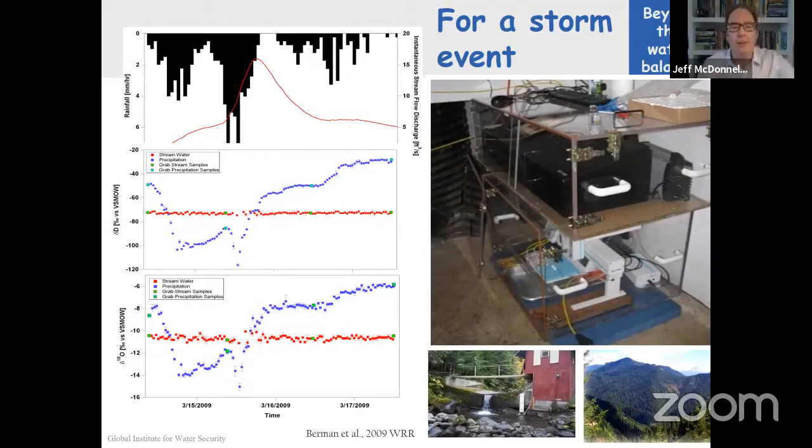The lower two panels, one is for deuterium, one is for O18. These are the isotopes of the water molecule, or of the hydrogen and oxygen. The blue is showing lots of variation through time. This is due to air mass trajectory, rain intensity. But look at the red line. It is flat. That's the stream response. What that is saying is that even at the peak of that hydrograph, there is no detectable rainfall making its way into the stream channel.